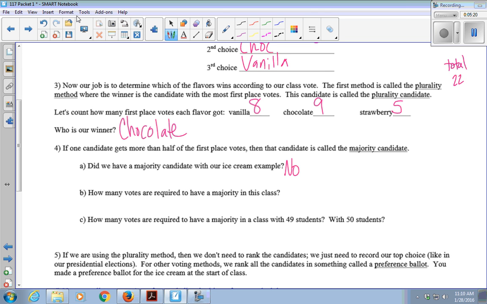And how many votes would we have needed? 12, right? How many votes would we need to have a majority if there were 49 students in the class? 25. What if there were 50 students? 26, yeah. Just more than half, right? Because half of 49 would be 24 and a half. So 25 is more than that. Yep. But with 50, half is 25. You need more than that, so you go to 26.